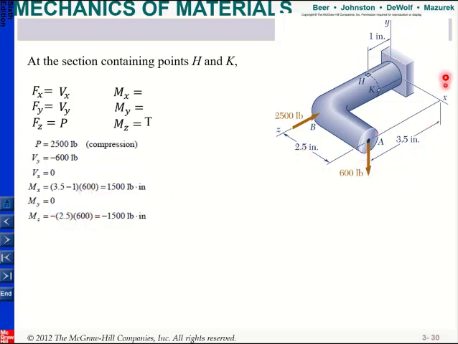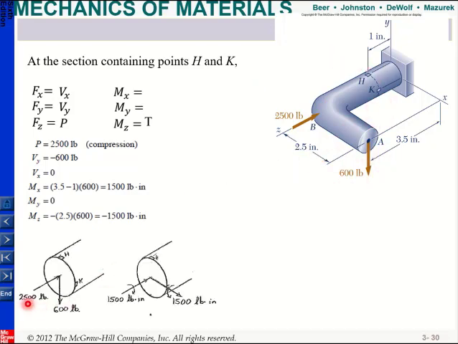But my Mx will rotate like this, so it will be positive. But my Mz, which is my torsion, will be negative. So if I show it, I have my two forces, okay? And I have one torsion and one moment there, okay? And now I need to figure out my stresses at points H and K, okay?